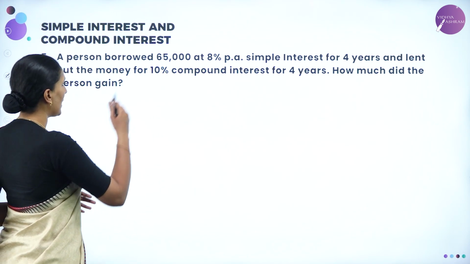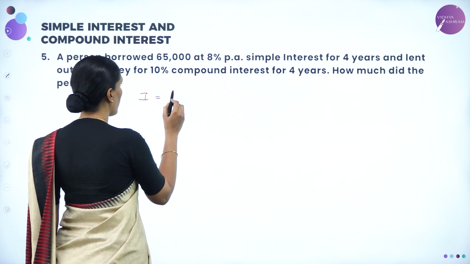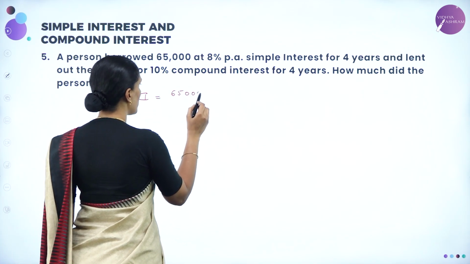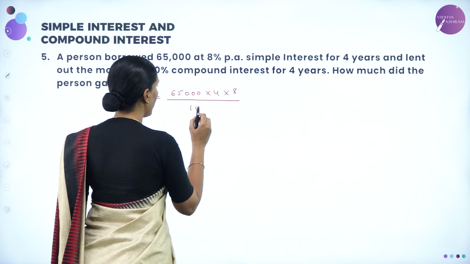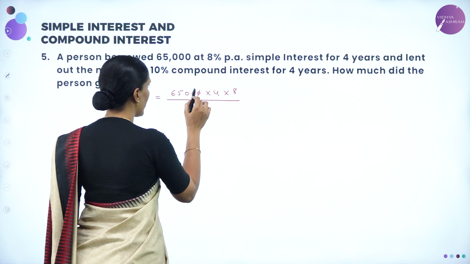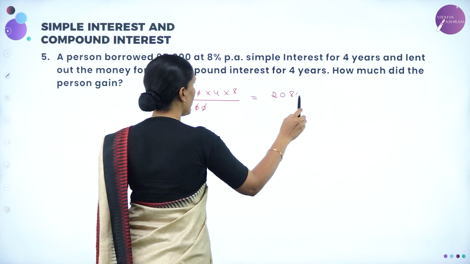So first let us calculate the simple interest for 65,000. So that is I is equal to 65,000 into 4 into 8 divided by 100. So 0 cancels here. So the value is equal to 20,800.